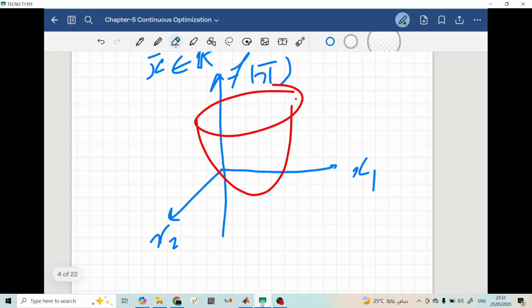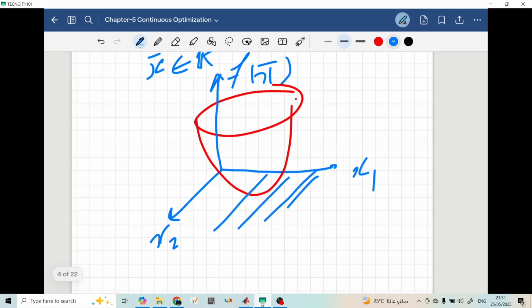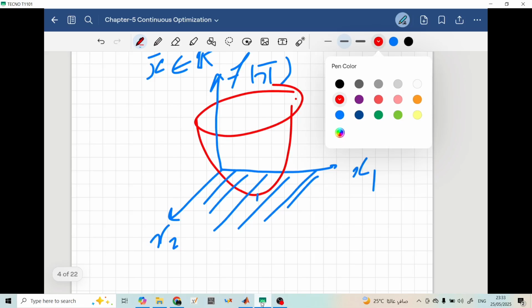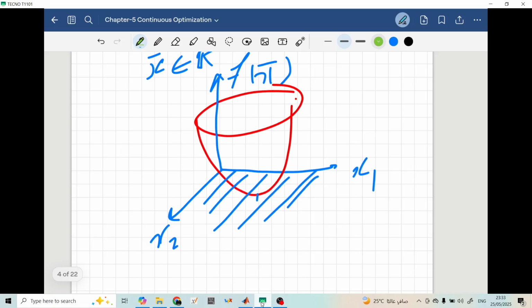So let's erase this. And just, sorry, to simplify matters, let's do it like this. Okay, and this is our quadrant, let's say, and we have the minimum value. Let's put it in a different color, green. Okay, this is our x star, the solution. Okay, how to find this?